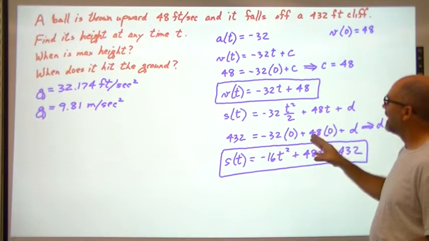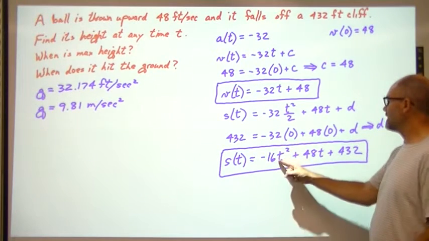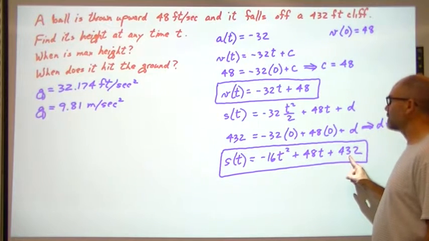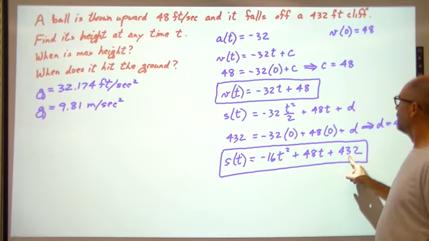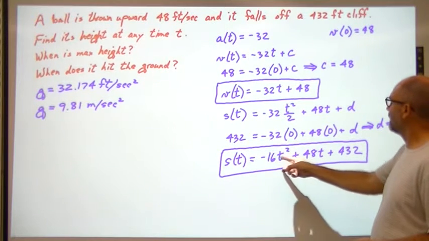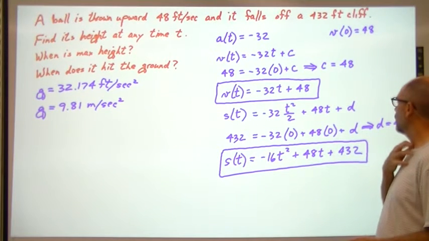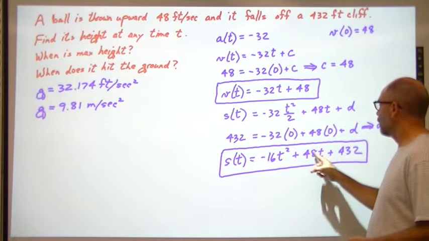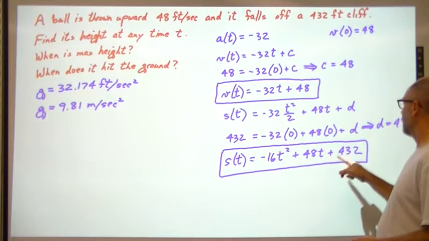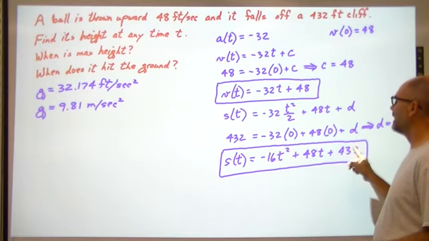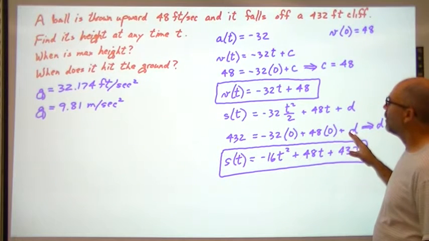Okay, now, find the height at any time. Well, here it is right here. Any time you want. If we put in t equals 0, the height's 432, just like we thought. It's right at the top of the cliff. If we put in, say, 1 second, that makes it easier. 48 minus 16 is 32. 464. So the height in 1 second is 464.